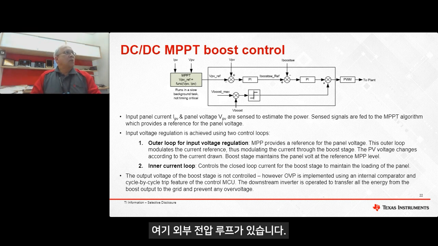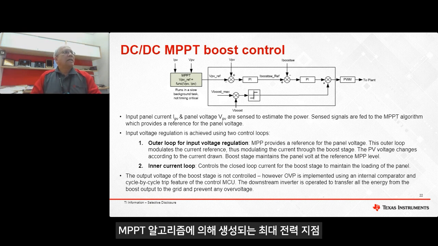So here's the outer voltage loop. The outer voltage loop regulates the input voltage and maintains it at the maximum power point reference voltage generated by the MPPT algorithm.